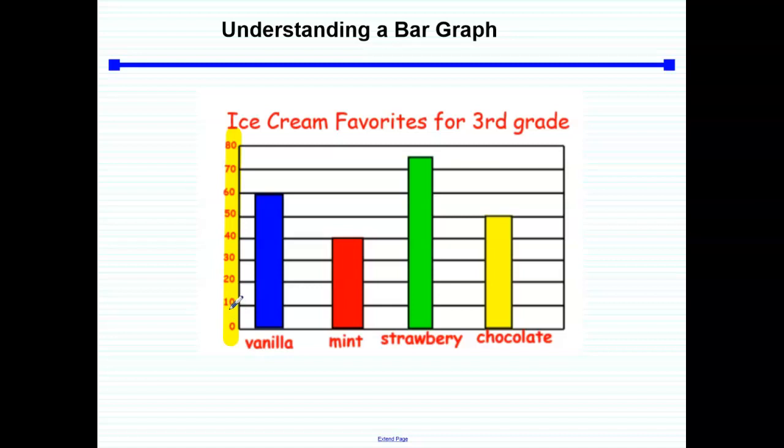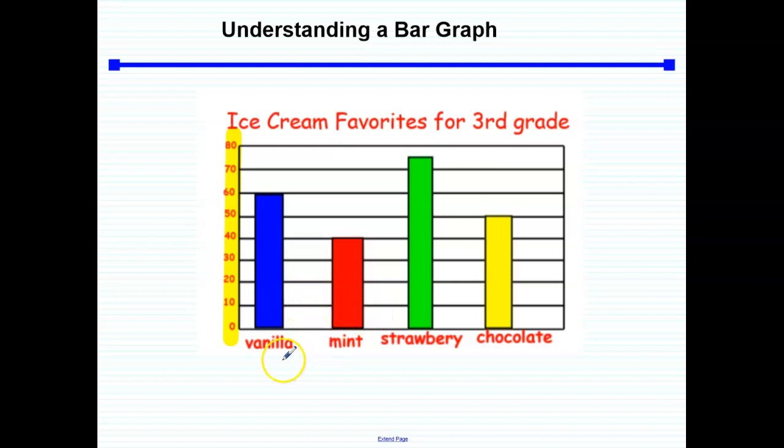So after we determine what our scale is, we look at the title to understand the main idea of the graph. My title is Ice Cream Favorites for 3rd grade. And my different categories are the different types of ice cream. So I know that this must represent the number of students who prefer each type of ice cream.